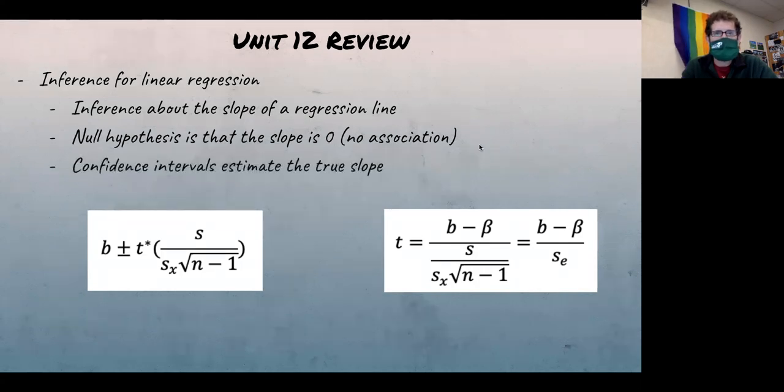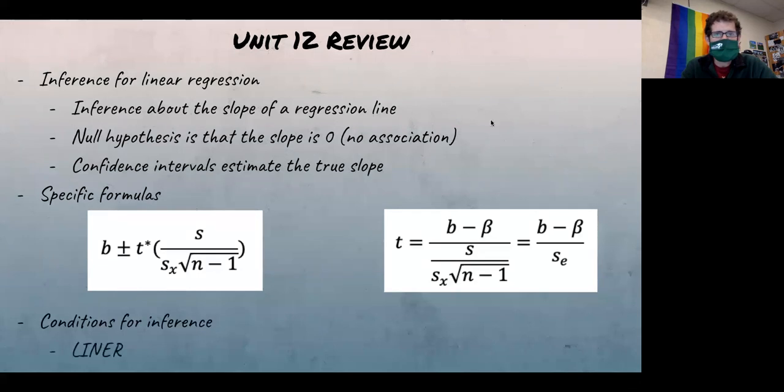The change in one has no bearing on the change in the other. Confidence intervals estimate the true slope, and your hypothesis test just tests for whether or not there's an association. Here are the specific formulas for your confidence interval on the left, for the test statistic on the right. And once you have your test statistic, it's going to be a t-test, and you will have to have your degrees of freedom. Do I mention that here? No, but your degrees of freedom is going to be n-2 for this, so it's just a little bit different.